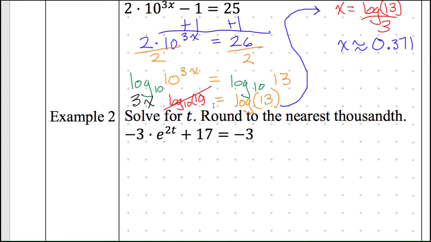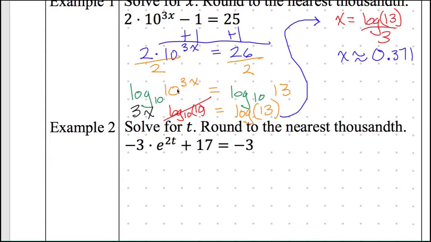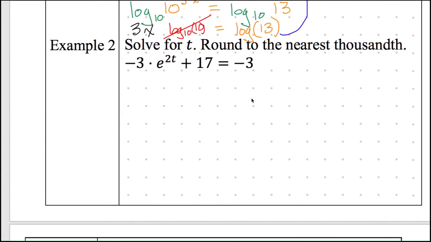Okay. So before we had to have the same base equal the same base, but now we have logarithms. The whole point of logarithms, the reason that we need them, is they solve exponents, since they are the inverse operation of exponents. Let's come down here to example 2.